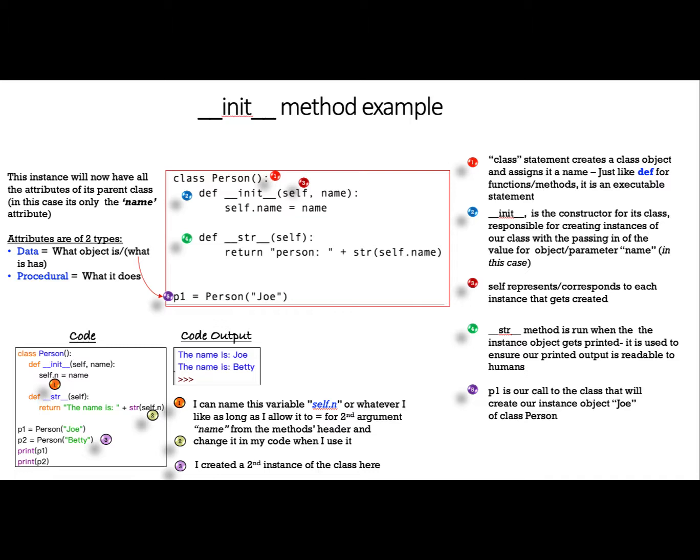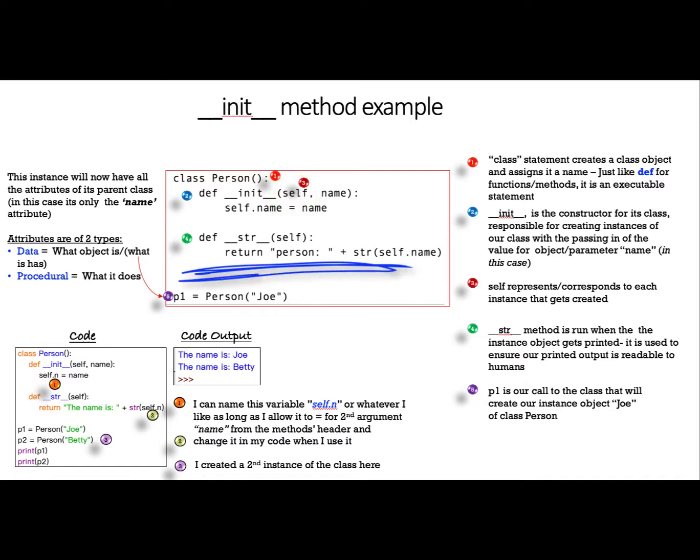So we have a class here called person. The class statement creates a class object and assigns it a name. Just like def for functions or methods, it is an executable statement. Here we have our constructor method. Init is the constructor for its class, responsible for creating instances of our class with the passing in of the value for the object or parameter name in this case.